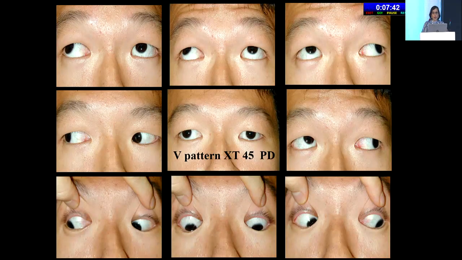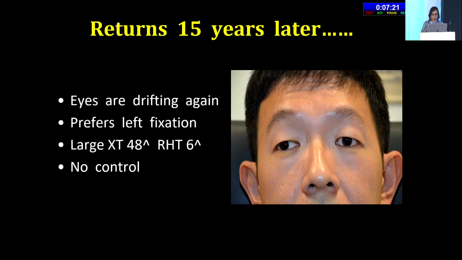This is a regular patient who walks into your clinic. We've had a lot of exotropia being presented. This is a gentleman with a large angle V exotropia, 45 prism diopters with a V pattern with bilateral inferior oblique overactions. He underwent muscle surgery for the obliques and the exotropia, and he did very well. He comes back to our clinic 15 years later, and he says, my eyes are drifting again.